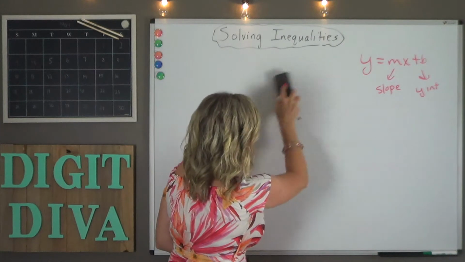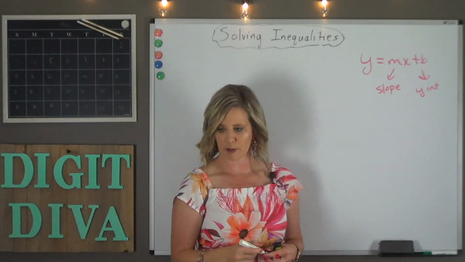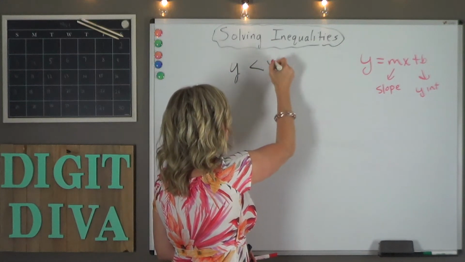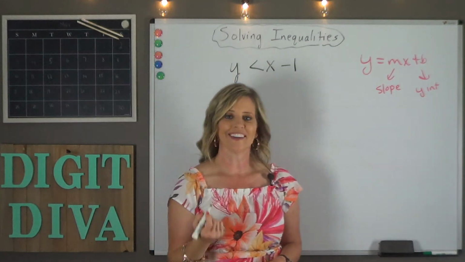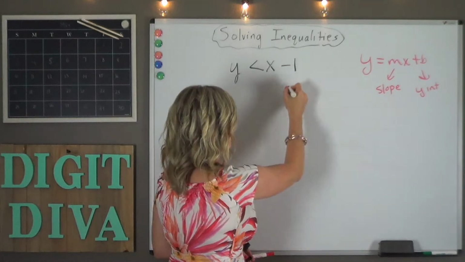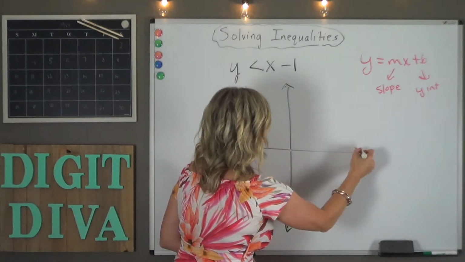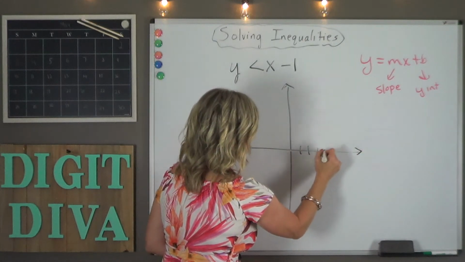Okay? Let's look at our next example. Our next example says that y is less than x minus 1. Again, I wish I would have left that graph there, but I didn't. So I'll remember for the next time. So I'm going to make myself a graph.